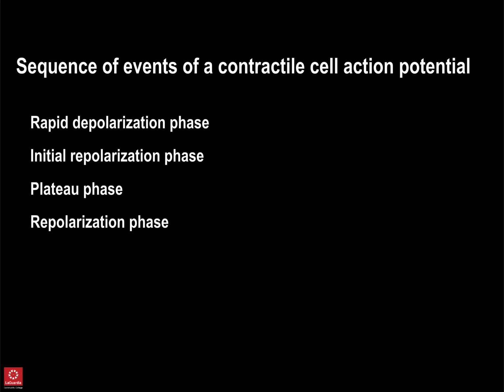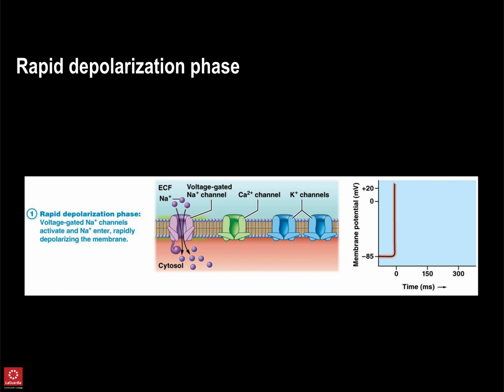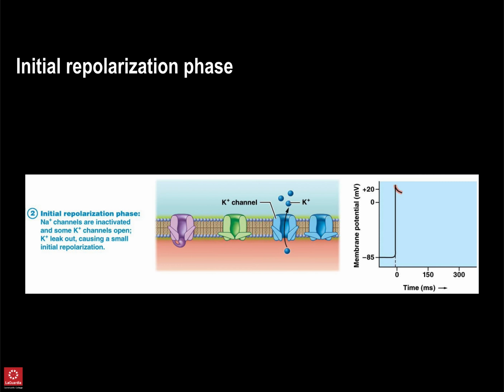When it comes to the sequence of events of a contractile cell action potential, we have a rapid depolarization phase, followed by an initial repolarization phase, followed by a plateau phase and a repolarization phase. Let's take a look at the rapid depolarization phase. In this part, voltage-gated sodium ion channels activate, and this allows sodium to enter the cell. Remember, these sodium ions have a positive charge. This rapidly depolarizes the membrane. It goes from -85 to +20.